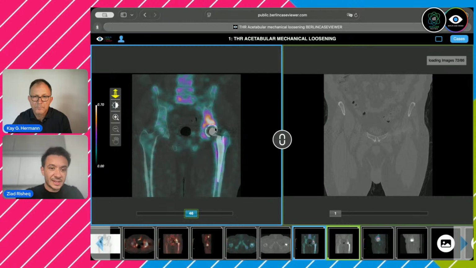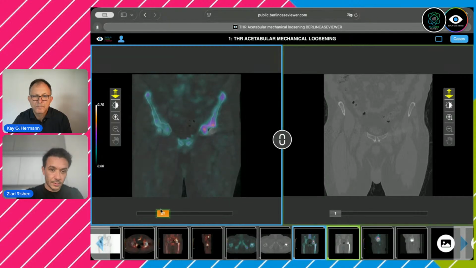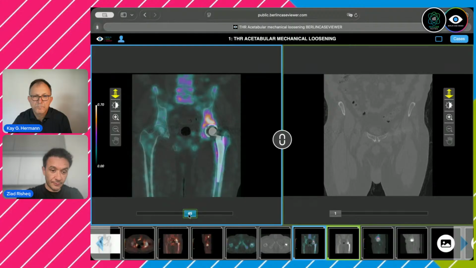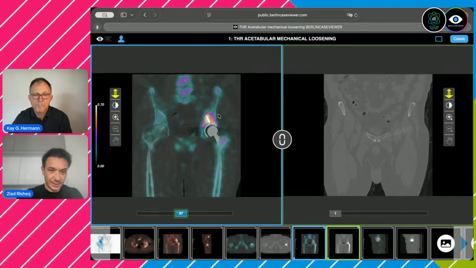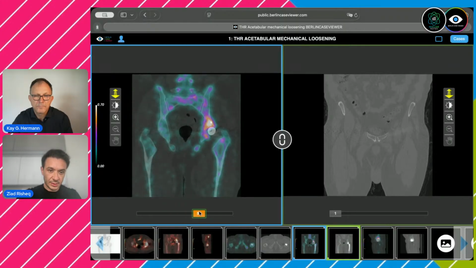So you have this intense uptake, okay? And if you notice, we have an acetabular screw over here, or a fixation screw. So this tells us that this is a total hip replacement, okay? So we have intense uptake around the acetabulum, the acetabular fixation screws, and this is the second screw.